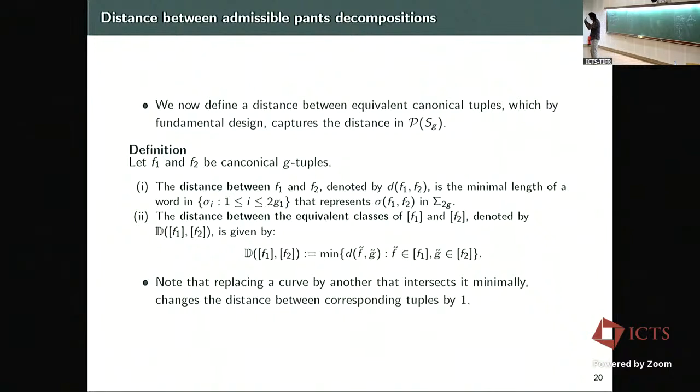So you could do it directly if you want. I mean, you can take some trouble and go into the Pants graph and do it, but this gives you a purely combinatorial approach, which is what we wanted to achieve. Rather than getting your hands dirty, taking the actual Pants complexes and trying to figure out what the distance would be, this gives you a combinatorial way of approaching it. It's pretty simple. Just take the corresponding canonical tuples and compute the distance in the way we are saying it. That gives you the distance in the Pants graph.